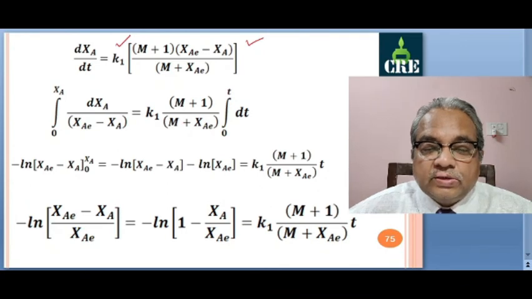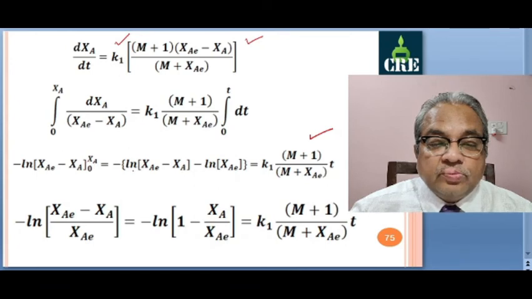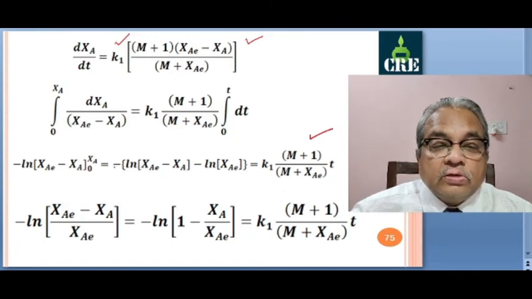by M plus XAE, integral 0 to t is t. So the right hand side is simply this value. If we integrate this, it becomes minus ln of XAE minus XA between the limits 0 to XA. So minus, with upper limit XA, it is ln XAE minus XA. Minus XA is 0, so minus ln of XAE. This minus sign is outside the bracket, so I am retaining it outside the bracket.